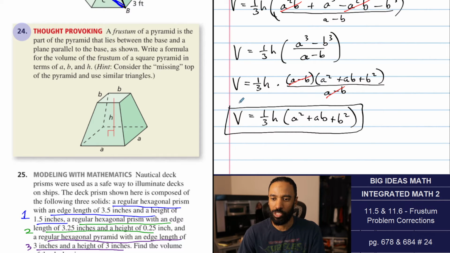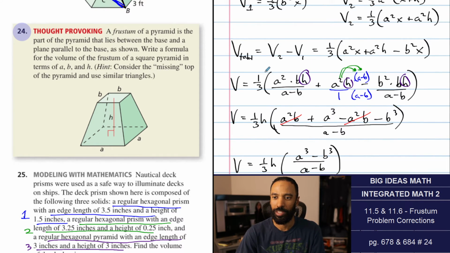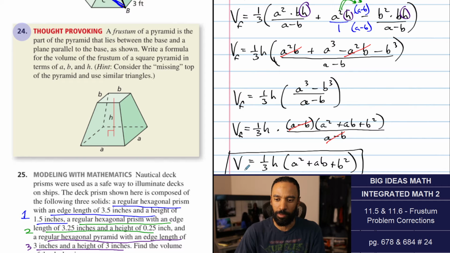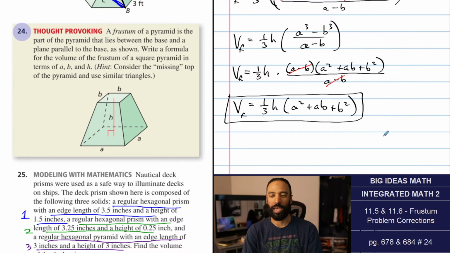You know what I should be putting instead of total? Let's put v sub f, instead of v sub total. And that looks like the answer that I want.